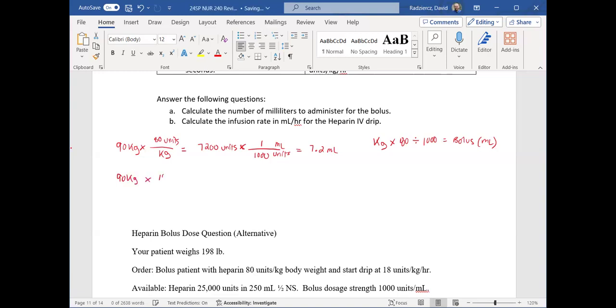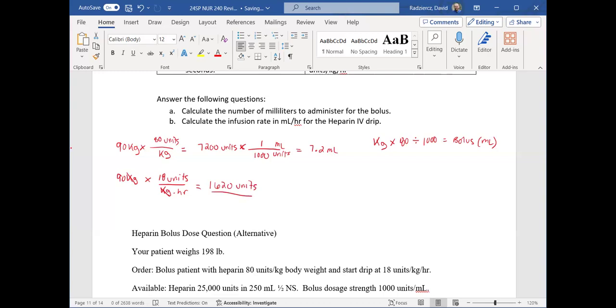This time it tells us to start an infusion at 18 units per kilogram per hour. We're getting rid of kilograms. 90 times 18 is 1,620. And this is units per hour.